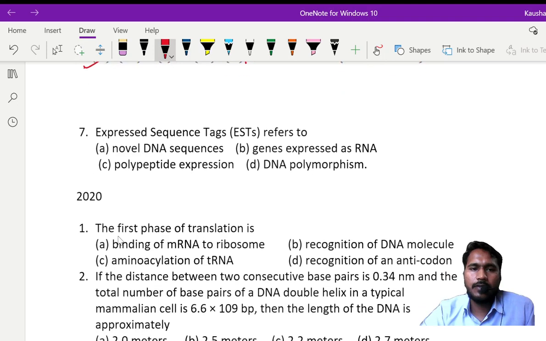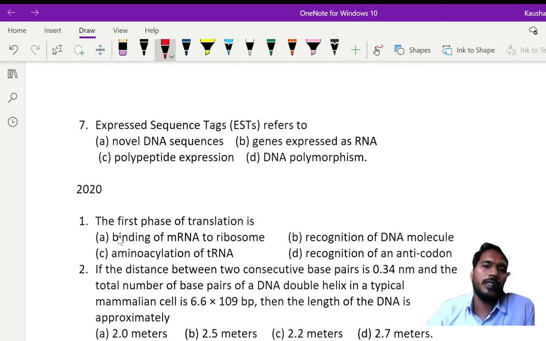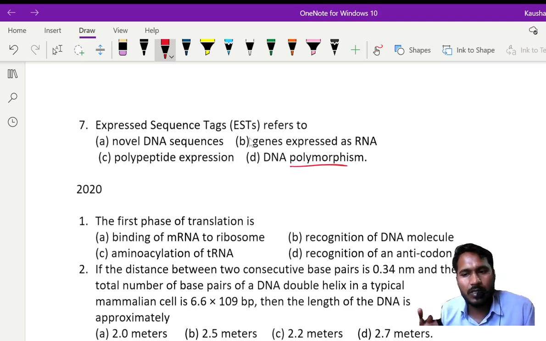Express sequence tag is referred to what? It refers to the gene expressed as RNA, a novel DNA sequence, and the polypeptide expression, DNA polymorphism. Sometimes you will not understand what the polymorphism is or the two options in these questions, so don't worry about that answer. You just focus on the option in which you are confident.